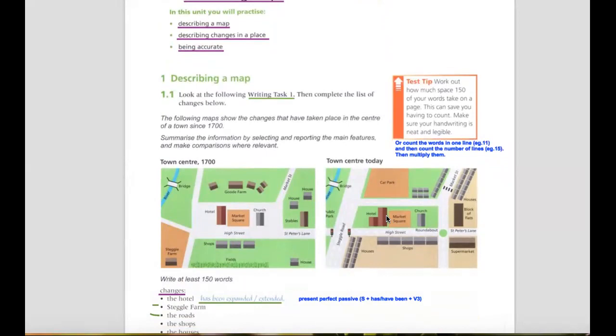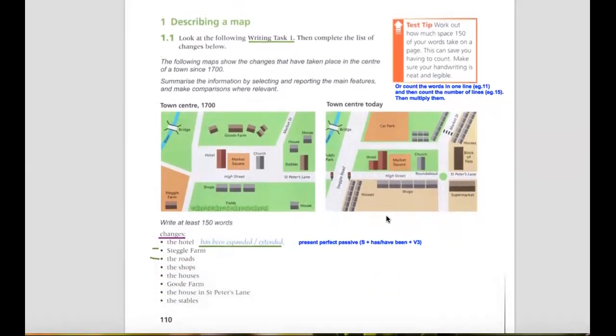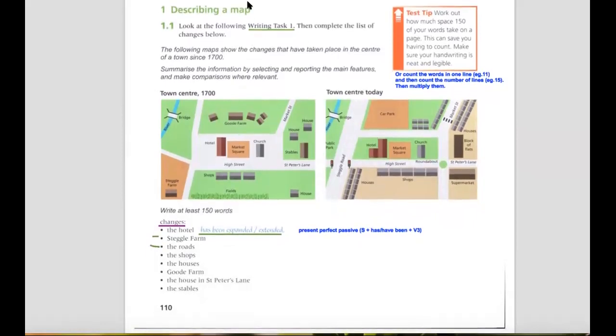What we need to do for describing maps is describe the changes that you can see over time. Often the tense that we use is a past tense. If talking about today, a present tense, or if it's a future map, a future tense as well. But a lot of the time we're using a past tense to describe the map that happened in the past. All right, so this is an example of a type of task that you could get.